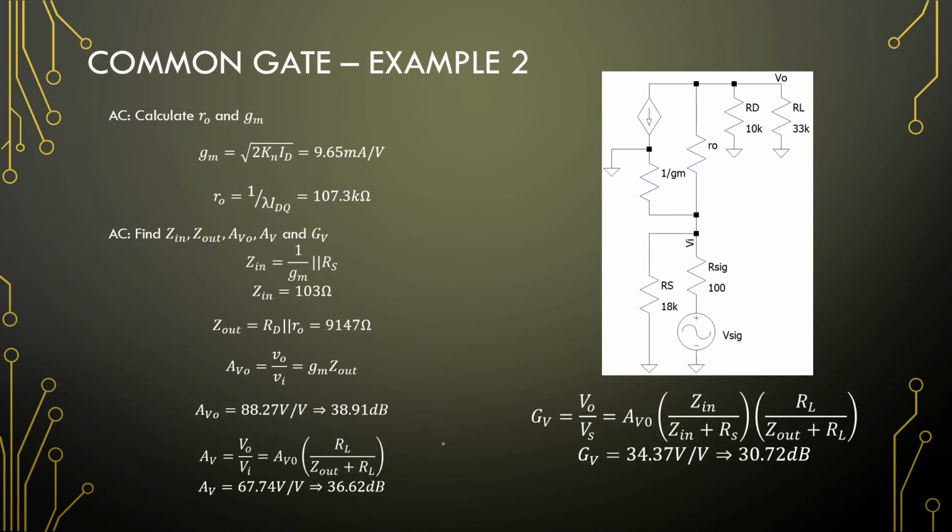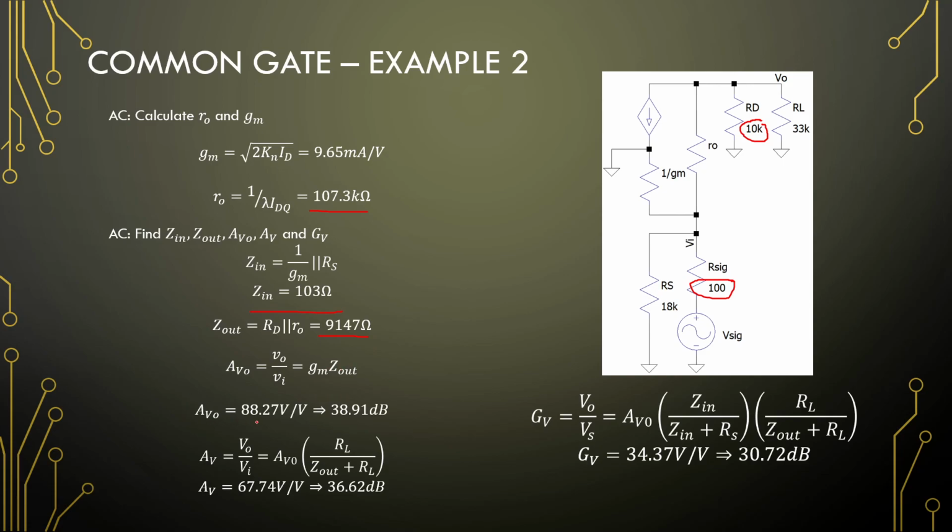Okay, going forward with our drain current, 9.65 milliamperes per volt, 107 kilo ohms output impedance. Calculating our input impedance, 1 over GM parallel to our RS here, 103 ohms. So you'll find that this one is a bit better matched than our previous problem. Our output impedance, this is 107 kilo ohms. This is 10 kilo ohms, so it will be much closer. This output impedance is fairly large, so 9.1 kilo ohms.